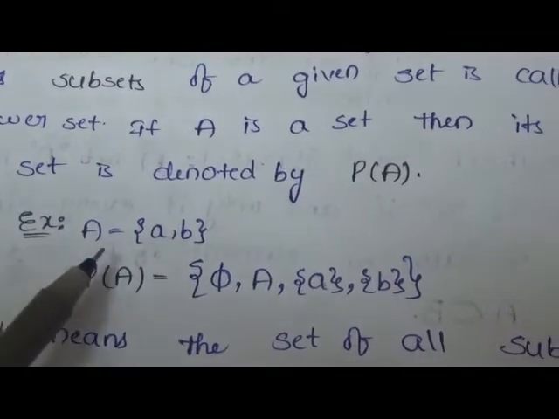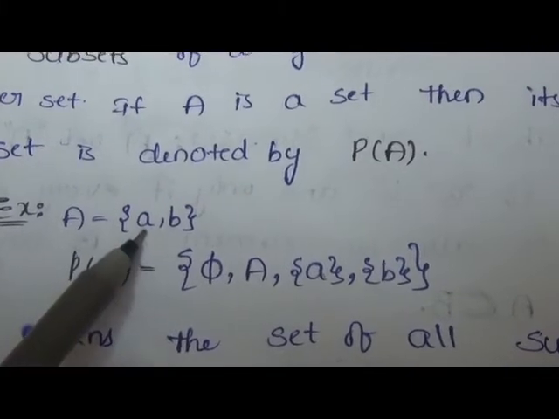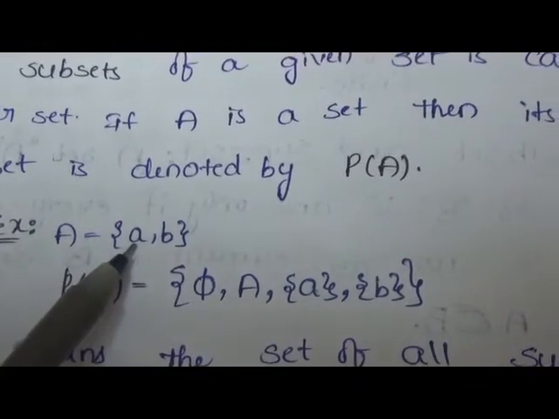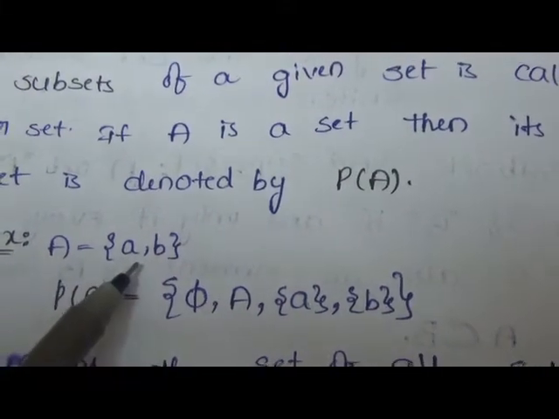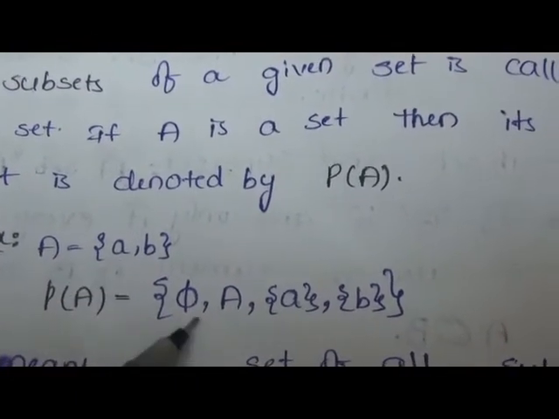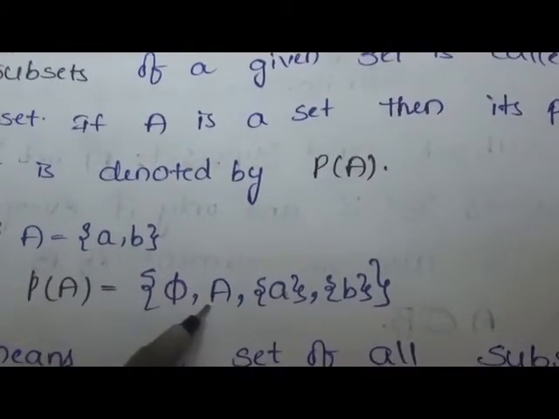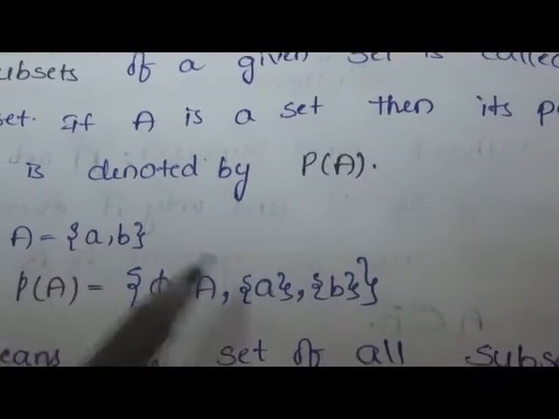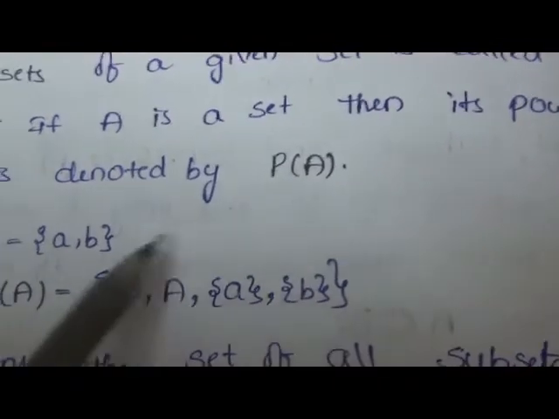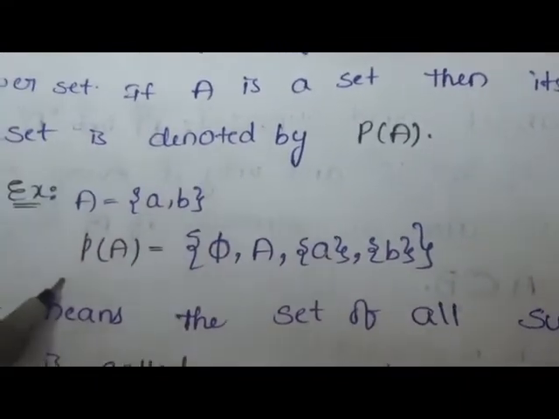And an example: A is equal to {a, b}. How many elements are there? 2. How many subsets do we have? 4. Why? Because 2 to the power of n, 2 to the power of 2, is 4. 4 subsets. What are the 4 subsets? One is the empty set. Another is the set itself, a subset of itself. Next, the singleton sets, {a}, {b}. All the 4 subsets you can write in a single set. The set of all subsets of this set is called the power set.